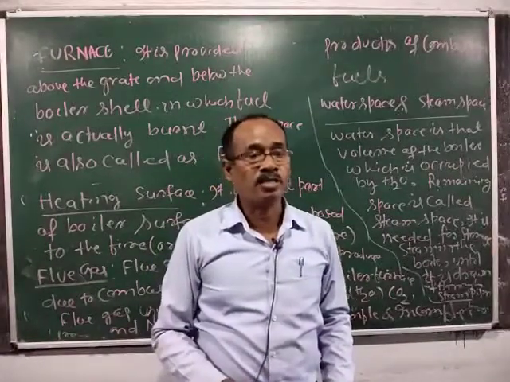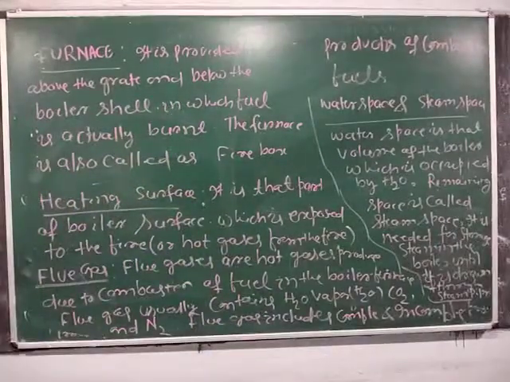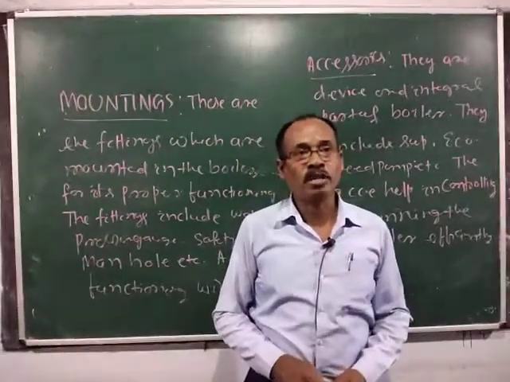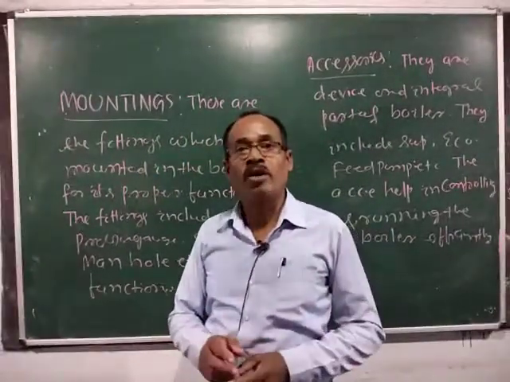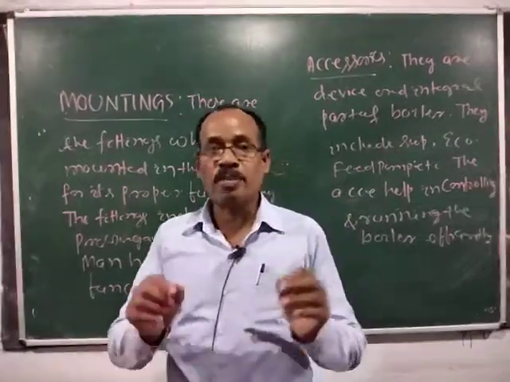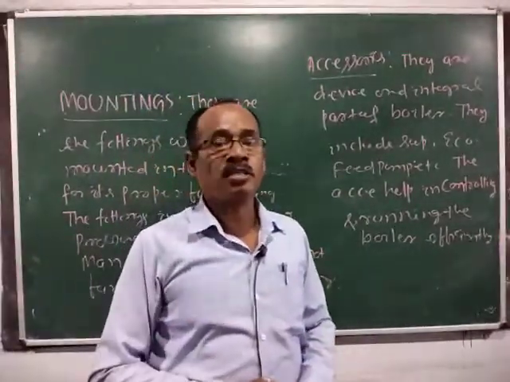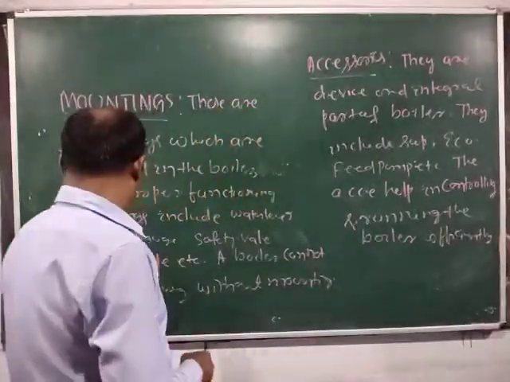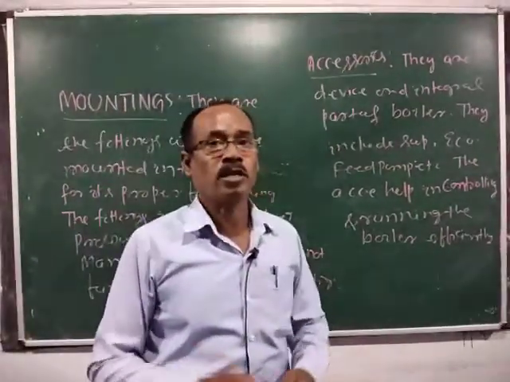Next point, I will discuss what is mounting of a boiler. These are the fittings which are mounted on the boiler for its proper functioning. These fittings include water level indicator, pressure gauge, safety valve, blow off cock, manhole, etc. A boiler cannot function without mountings.